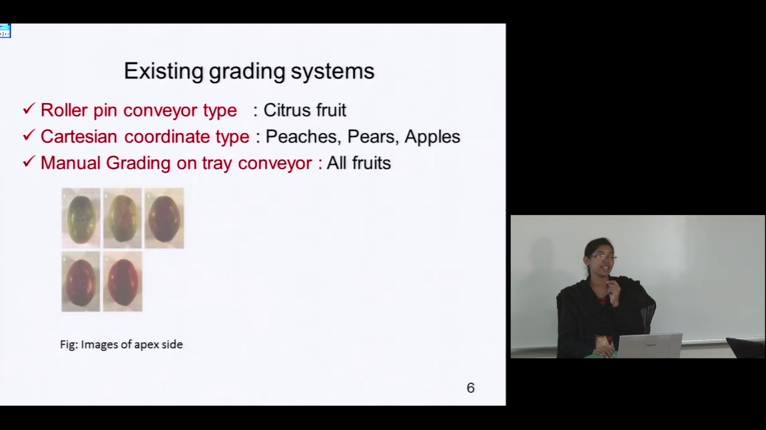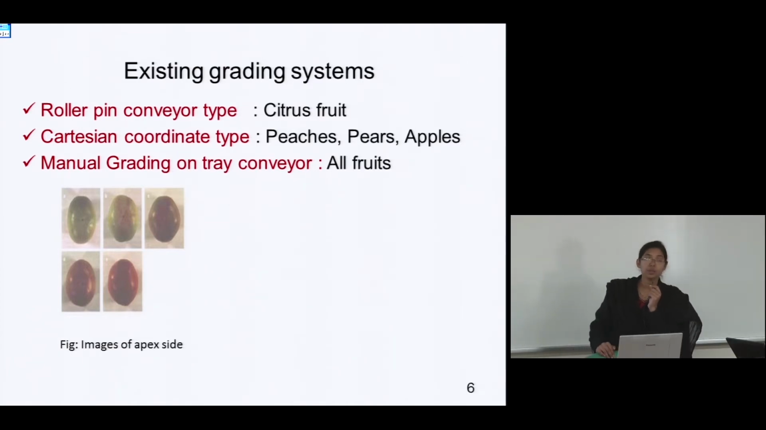After that, the existing grading systems. There are three types of grading systems. At first, the roller pin conveyor type grading system, which is used for citrus fruit, and the Cartesian coordinate type robot, which is used for peaches, pears and apples. And last, manual grading on tray conveyor, which is used for all types of fruits. The first two types extract information from the 6 side images, and among these the apex side image is most important, and this is the view of the apex side image.